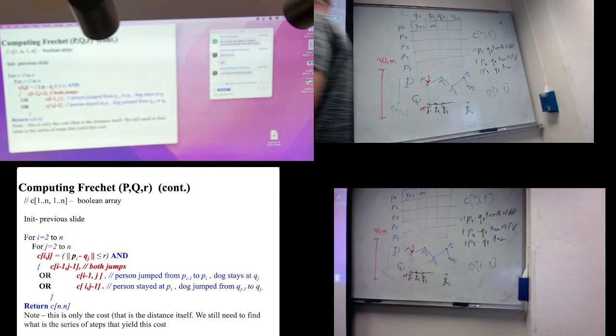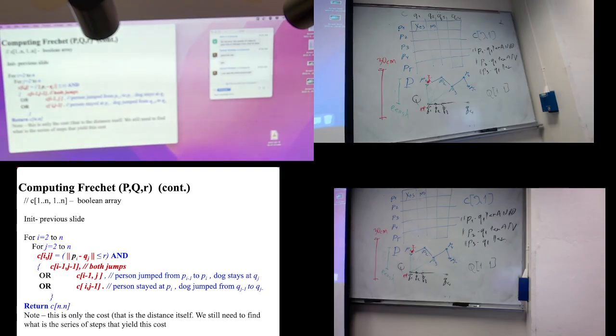I gave you a long speech about the whole algorithm. Let's see what's the code of this algorithm. Very typical to dynamic programming. The code of the algorithm is so simple. The init was on the previous slide. For I goes from 2 to n, for j goes from 2 to n. Cij is, what should be the condition? What should be sufficient for me to write that Cij is true, is yes.